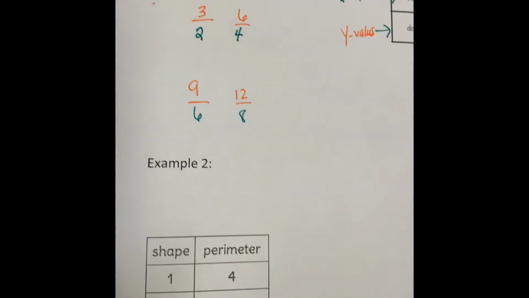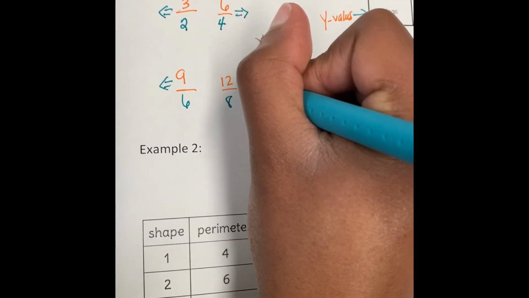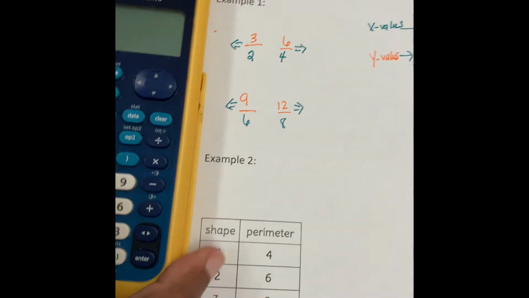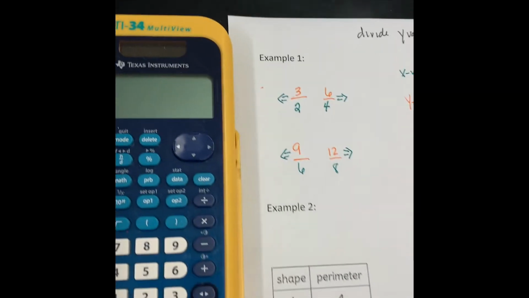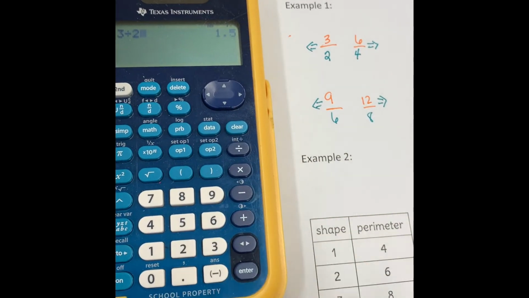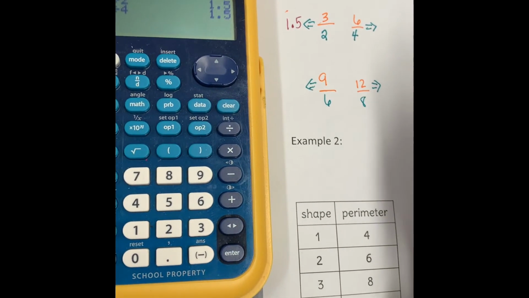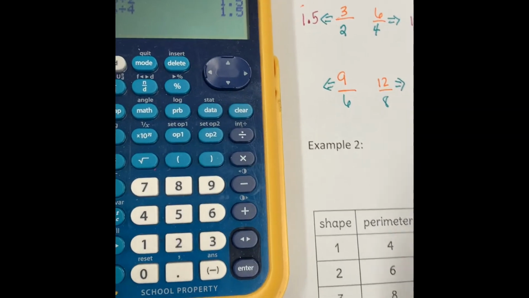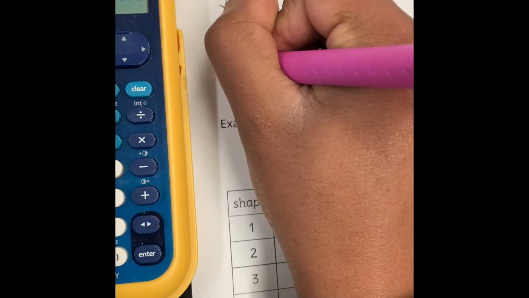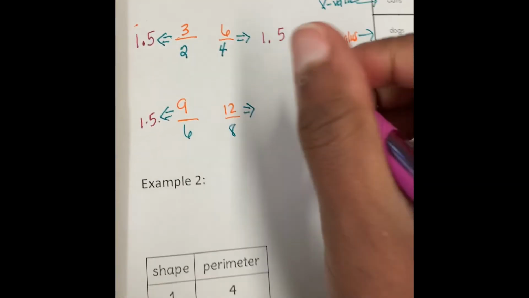Well, Miss A, they don't look like they're the same. Well, I can figure out if they are. I can do this two ways. Miss A is going to use the calculator, so she's going to take a shortcut. Remember, now I have a fraction or a ratio, and the fraction line means I can divide. So 3 divided by 2 gives me 1.5. 6 divided by 4 gives me 1.5. 9 divided by 6 gives me 1.5. Then 12 divided by 8 gives me 1.5.